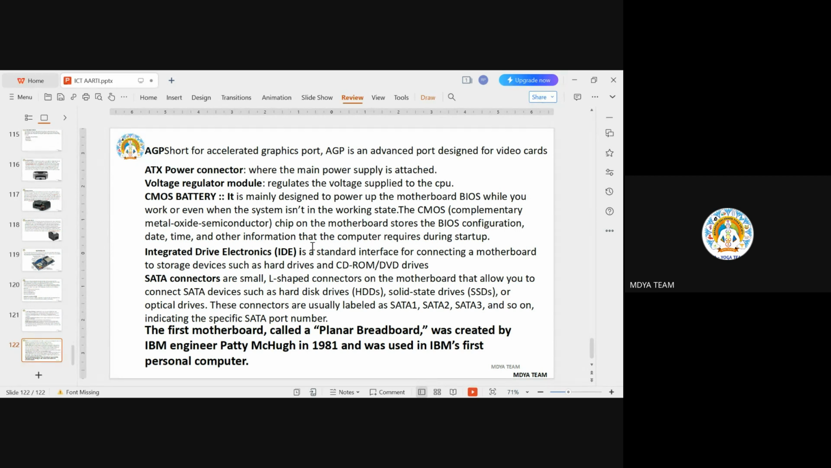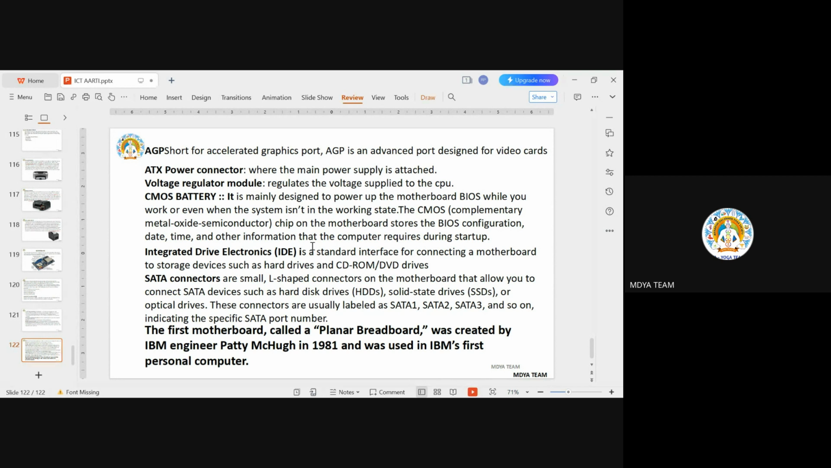If your motherboard has the capability for SSD, you can connect your SSD to these SATA connectors. If you have a SATA hard disk, it connects to this port, these SATA connectors. Okay.